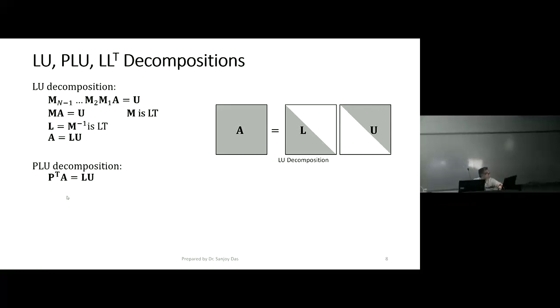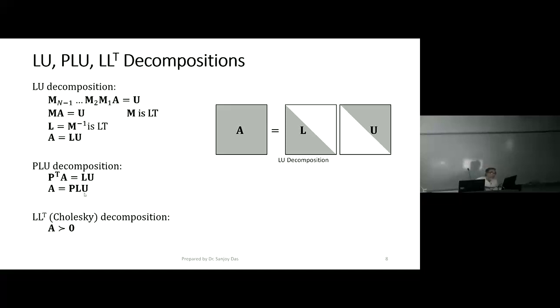PLU decomposition. PLU decomposition is when you sometimes rearrange the rows of A, and we assume that it's done a priori, not within the algorithm, in which case P transpose is a permutation matrix that does the rearrangement of the rows of A. Then we take P transpose A and perform LU decomposition on that, whence we get A equals PLU, because P transpose is the inverse of P.